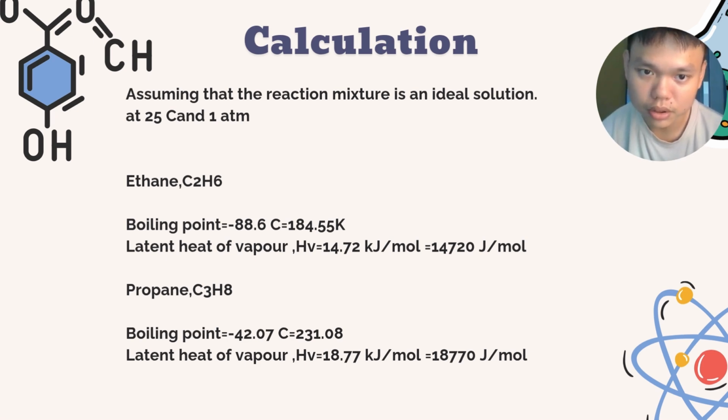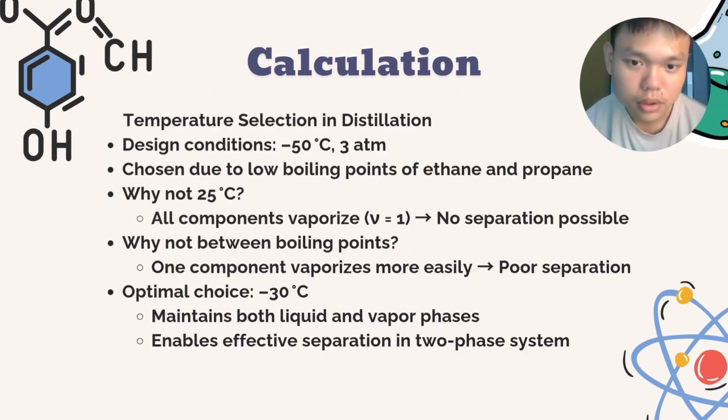Then we assume that the mixture is an ideal solution at 25 degrees Celsius and 1 atm. For ethane, the boiling point is negative 88.6 degrees Celsius, and the latent heat of vaporization at this boiling point at 1 atm is 14.72 kJ per mole. For propane, the boiling point is negative 42.07 degrees Celsius, and the latent heat of vaporization at this temperature at 1 atm is 18.77 kJ per mole.